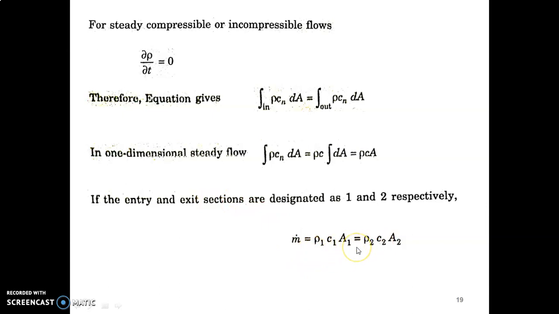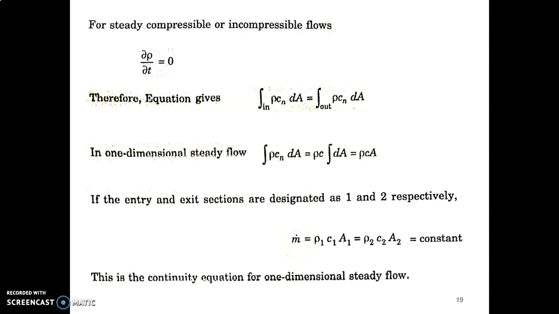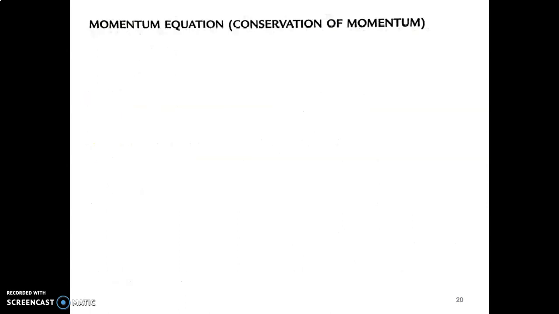If it is an incompressible flow, this density value will be constant. Okay, that is the main difference. This is the continuity equation for the one-dimensional steady flow. So now we have completed our continuity equation for compressible fluid flow by considering the flow as flow in system and control volume approach.